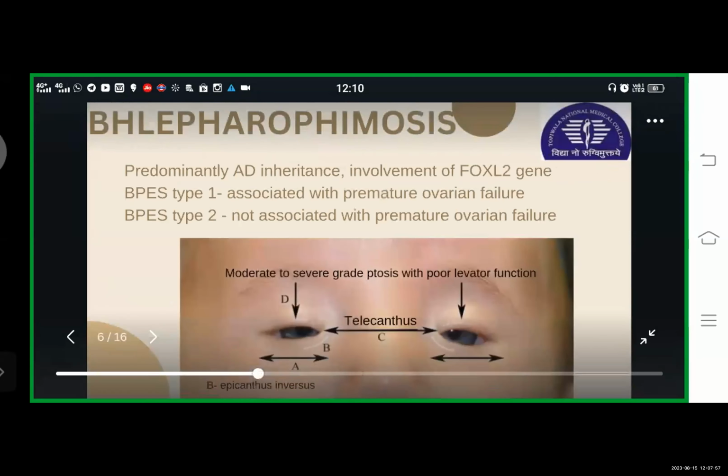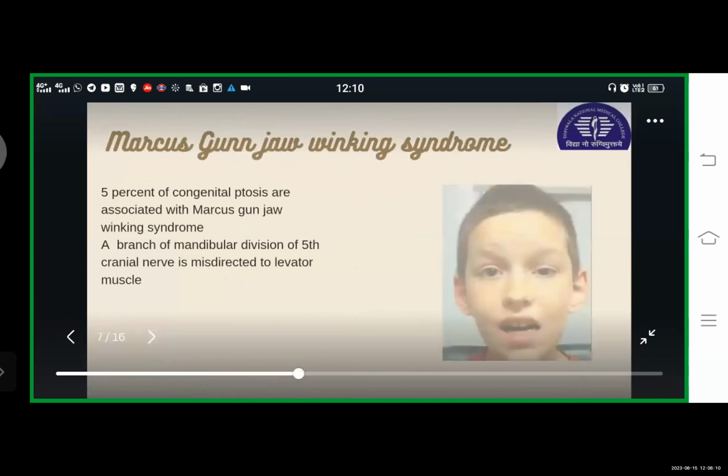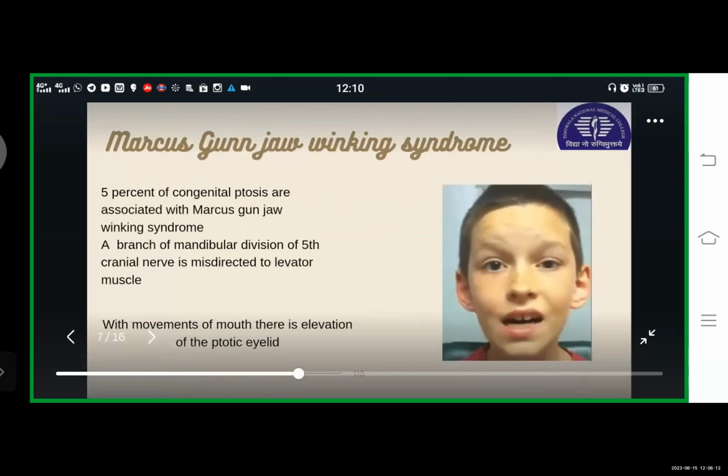What is blepharophimosis? It presents as autosomal dominant inheritance, and type 1 is associated with premature ovarian failure. It consists of telecanthus, epicanthus inversus, and moderate to severe ptosis with poor levator function. Marcus Gunn jaw-winking syndrome is seen in 5% of cases of congenital ptosis, and it is due to a misdirection of a branch of the mandibular division of the fifth cranial nerve to the levator muscle.